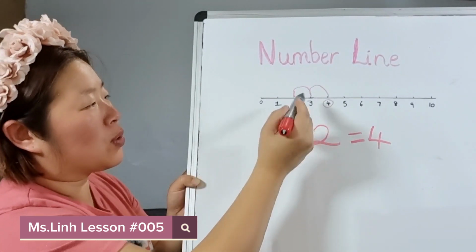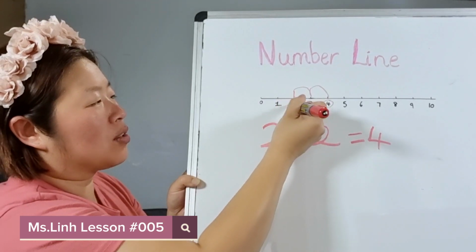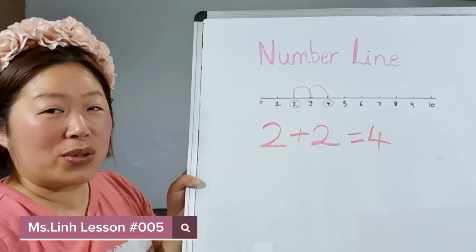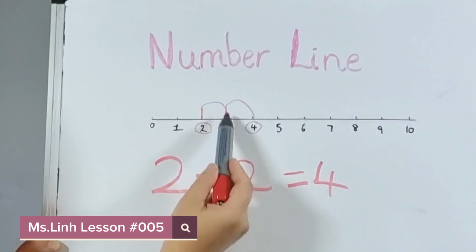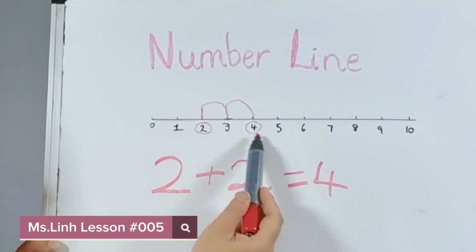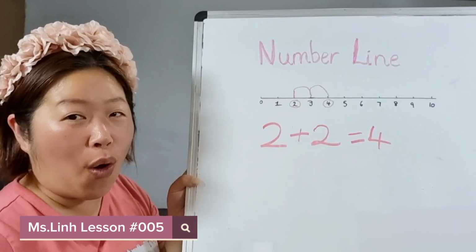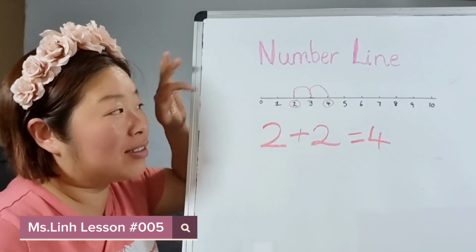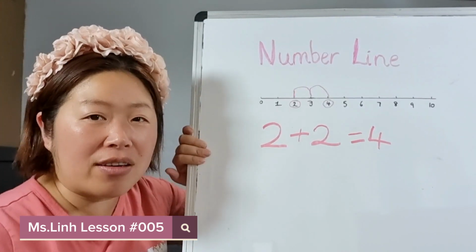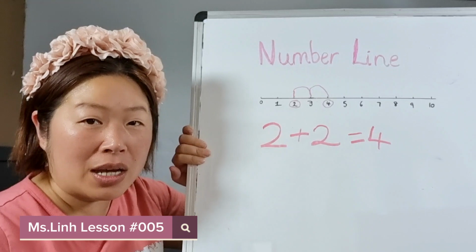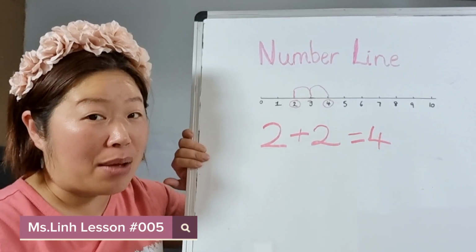So we start at 2. Start at 2. I should circle this 2. Start at 2. We move forward 2. And it gives us 4. So can you see how this line is actually very, very helpful? Okay, let's do another example.